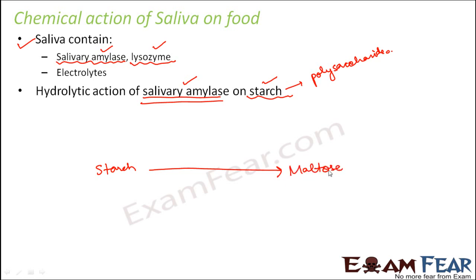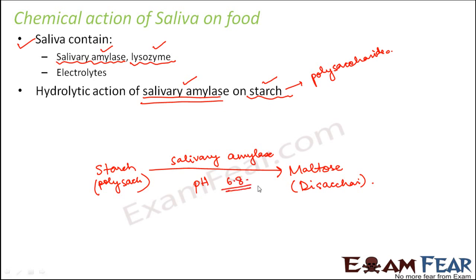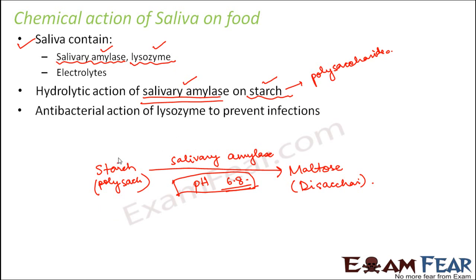So what it does, it breaks down starch into a simpler form. And what is that simpler form? That is maltose. So maltose is a disaccharide. It just has 2 units of monosaccharide, but starch has multiple n number of monosaccharide units, so it is a polysaccharide. So who does this? Salivary amylase. Now, salivary amylase does this in an appropriate pH. The pH should be 6.8. It needs the environment to be like this in order to be active. So this salivary amylase actually helps in this conversion.